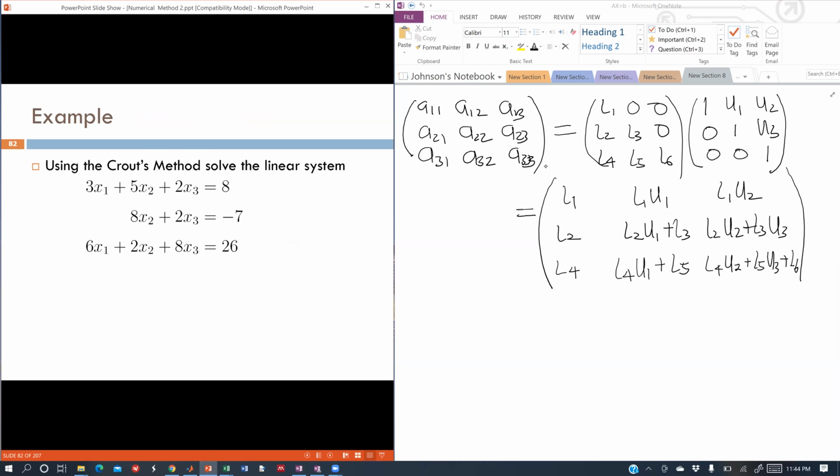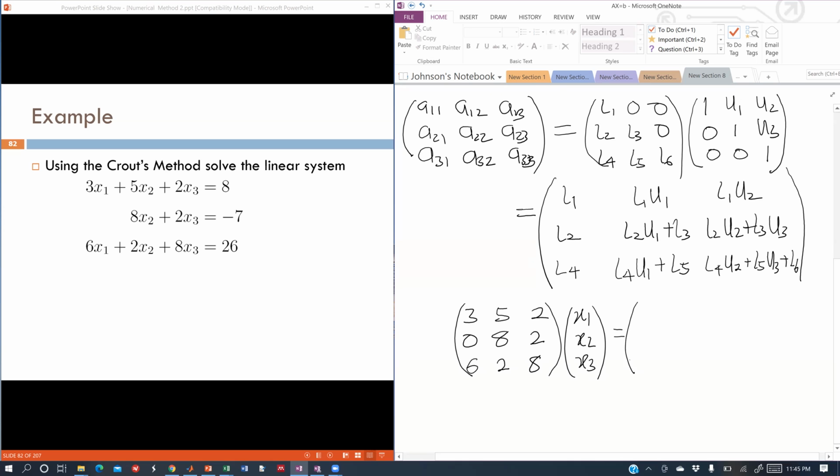So let me pick the same example that we solved under the previous method and try to solve using the same system, this approach, and see if we're going to get the same set of answers. So from the problem on the screen, we can put it in the matrix form as 3, 5, 2, 0, 8, 2, 6, 2, 8 times x1, x2, x3 is equal to 8, -7, 26. So this is the system in matrix form.